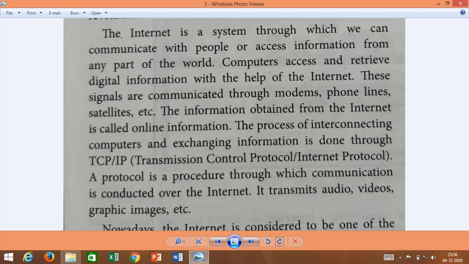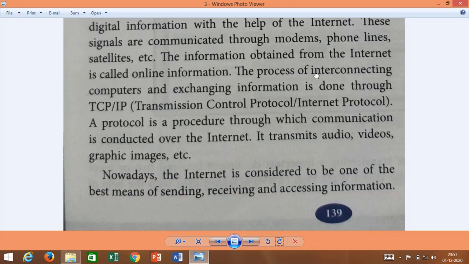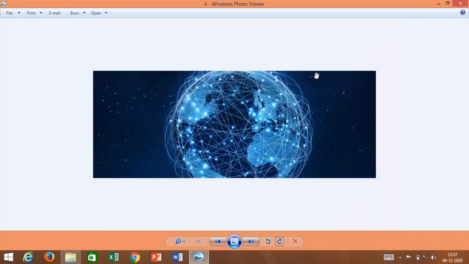Now, what is a protocol? It is a set of rules through which the communication is done on the internet. That means when data is transferred from one computer to another, there are certain rules defined, a certain protocol, through which the data is transmitted from one system to another. Nowadays, the internet is considered to be one of the best means of sending, receiving, or accessing information.